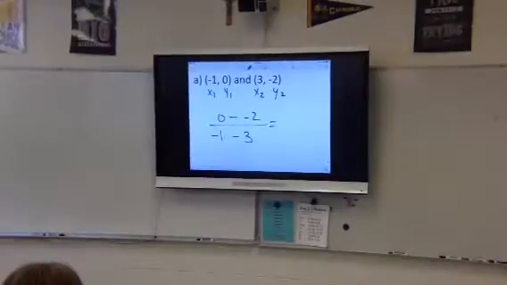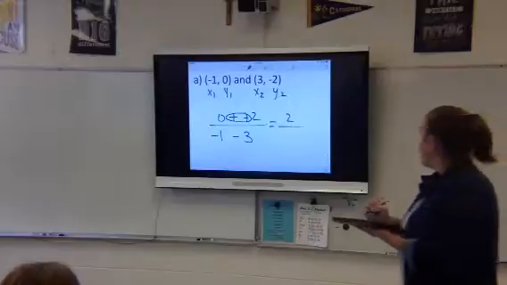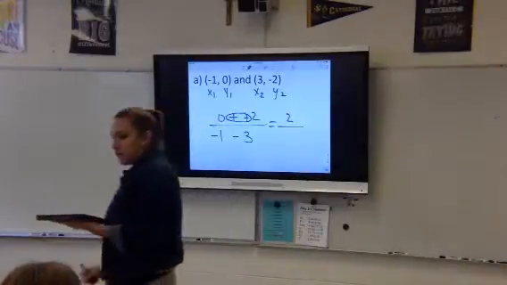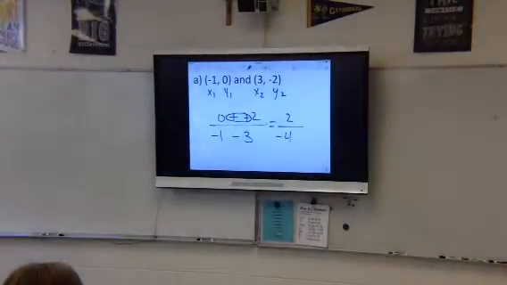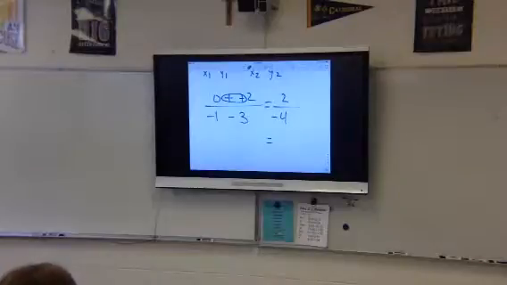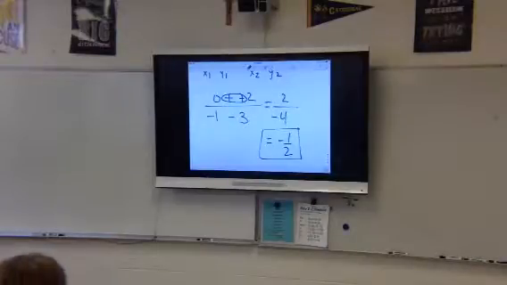What does the double negative become? Positive. So what do we have on top? 2. What is negative 1 and negative 3? Negative 4. So what does that reduce to? 2 over negative 4, which is negative 1 over 2. You have to reduce your fraction. So negative 1/2.